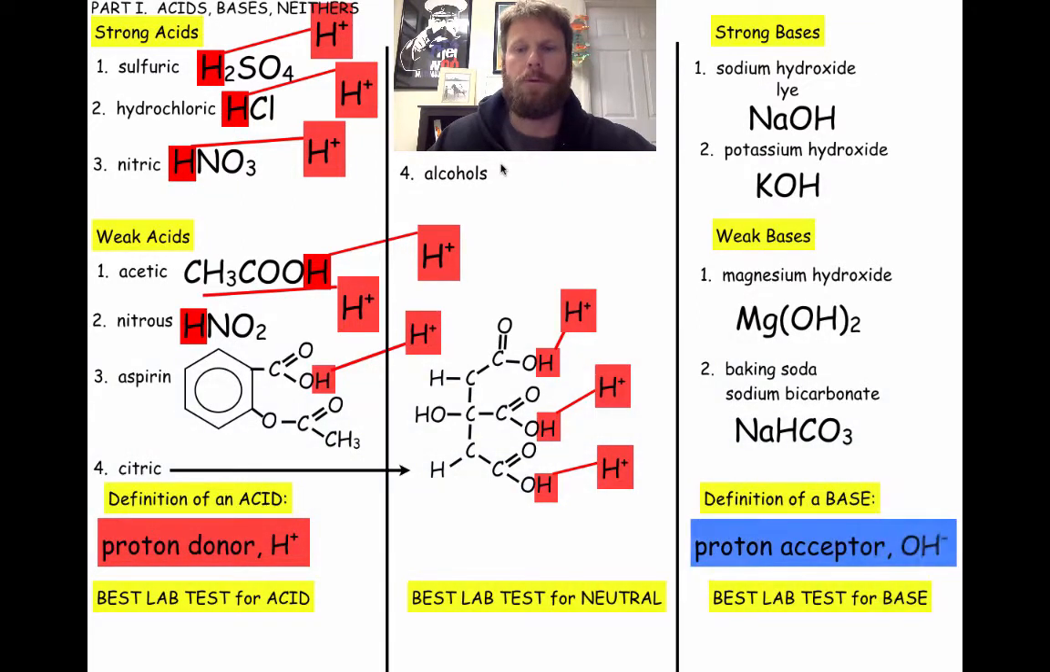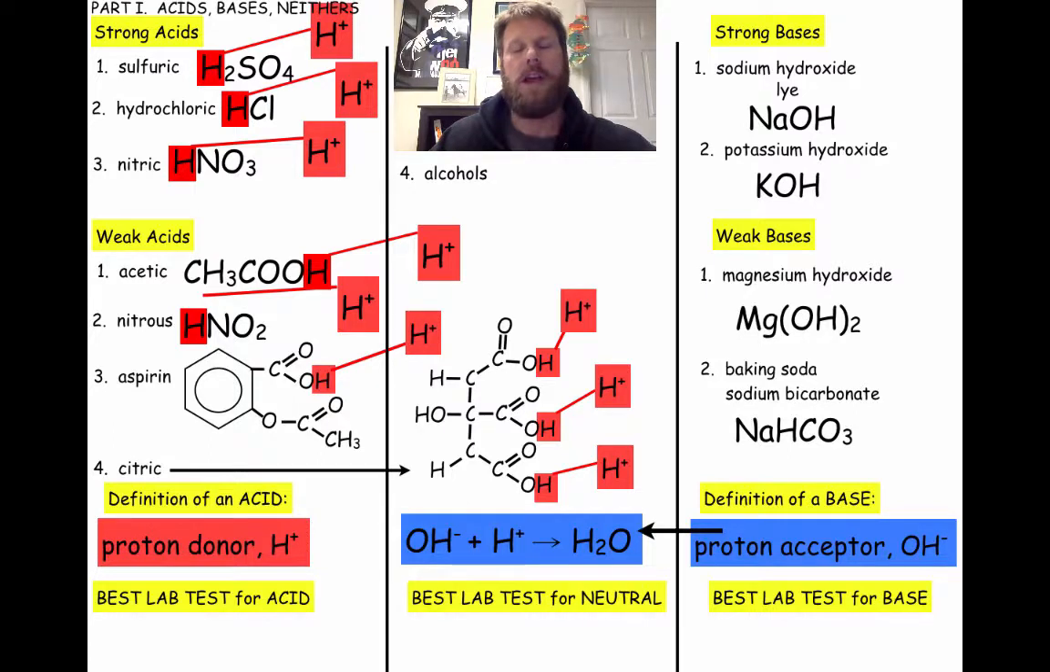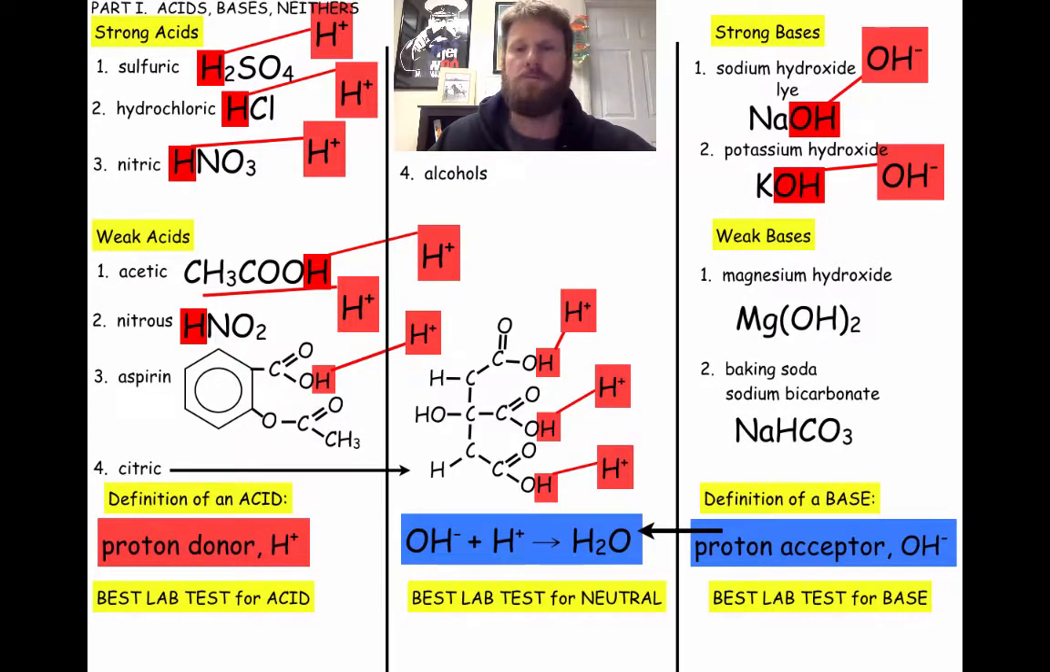Base, remember, is a proton acceptor. Typically, bases will have a hydroxide ion, OH-. OH- will react with H+ to form water in the acid-base neutralization reaction. So the OH- will accept the proton. So in some bases, you will see that OH- hydroxide group in the base. So NaOH, KOH, they have OH-. MgOH, you can see the OH-. Anything with that hydroxide group is going to be a base.